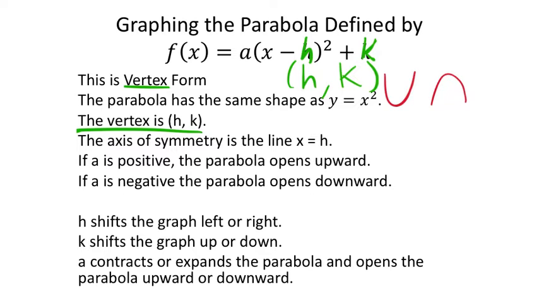And then you see right here that the axis of symmetry is x equals h. That's because you just remember the vertex, you take the x value, and the equation is x equals whatever that x value is in the vertex.